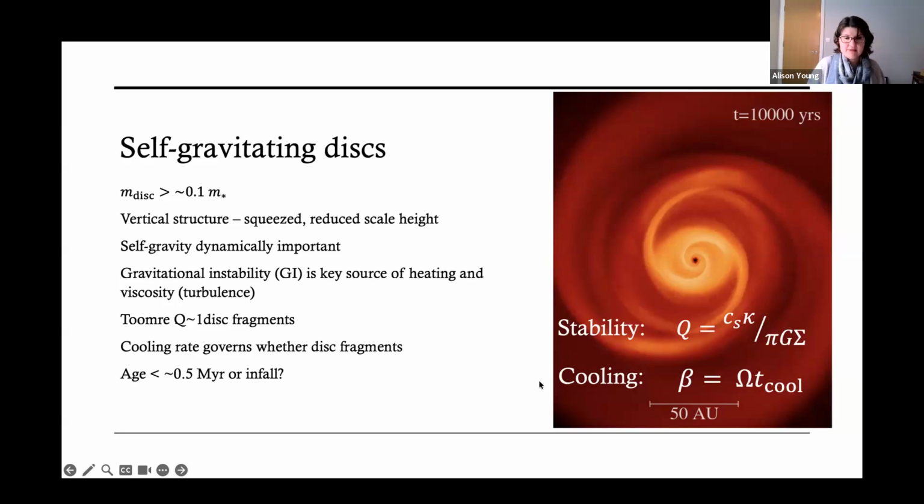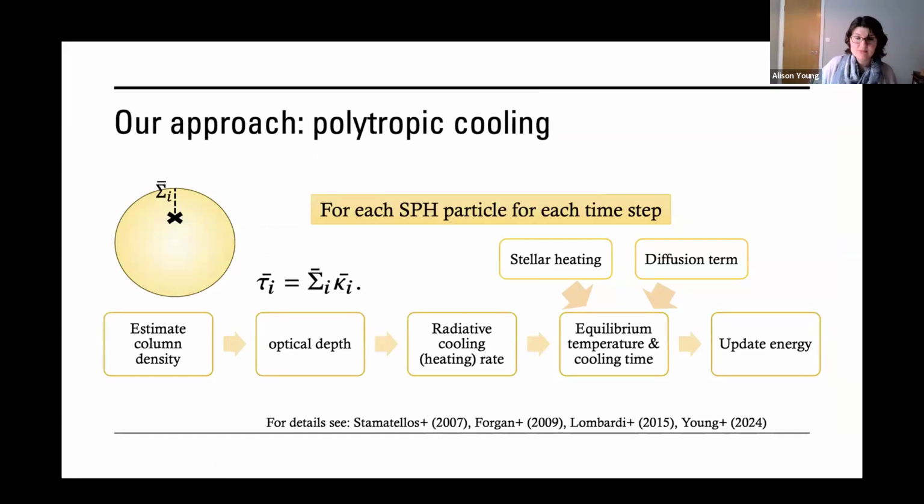But whether it fragments or not depends on its cooling rates, which we tend to parameterize using a cooling time as well as the orbital frequency of the disk. So these are all very young. So this all occurs before half a megayear, give or take. But it's possible that with late infall, we could get these massive disks much later on. And I think we do observe a couple of those. More on that later.